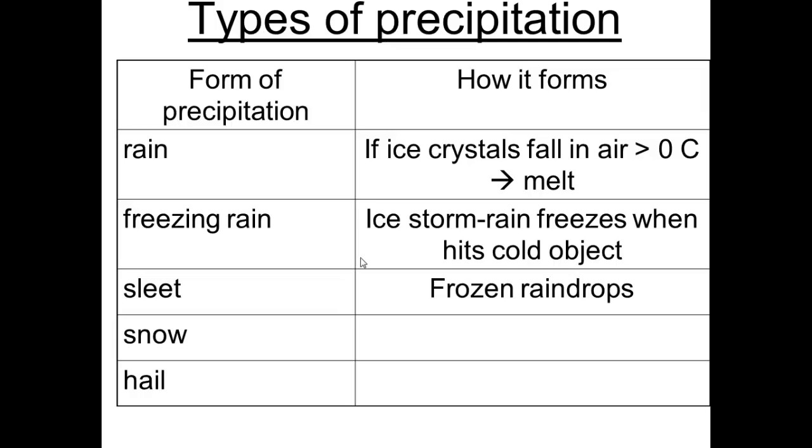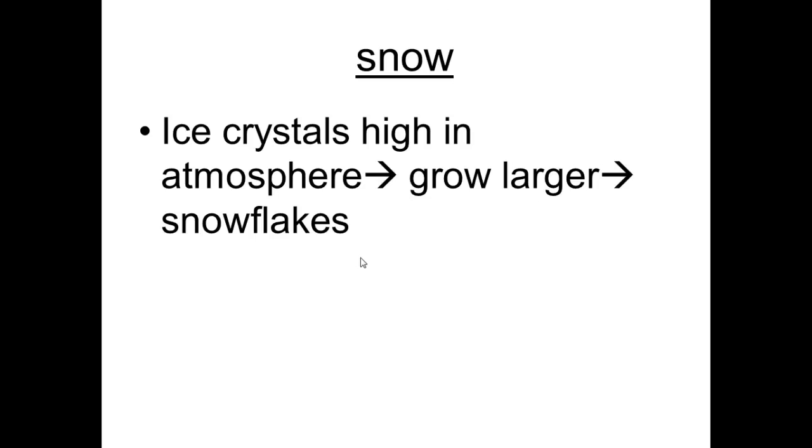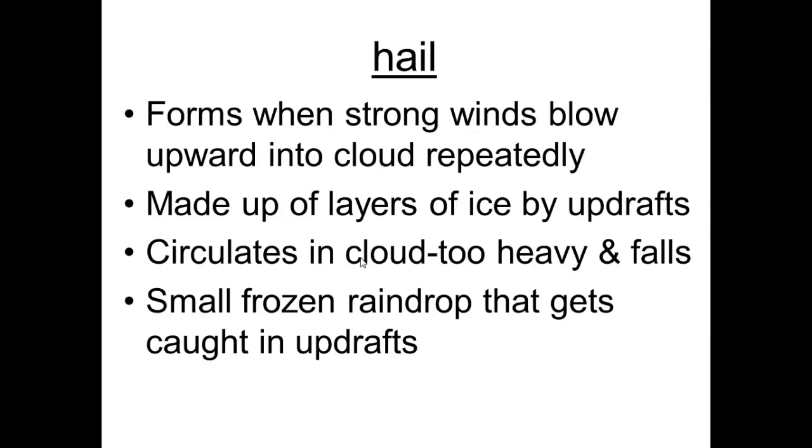Sleet happens when ice crystals melt as they fall through a thin layer of warm air high above the ground. If raindrops fall for a longer time through the air, they freeze before they hit the ground. Frozen raindrops are called sleet. Snow are ice crystals high in the atmosphere. They grow larger and become snowflakes, just as I said before.